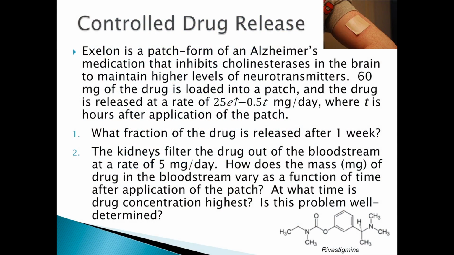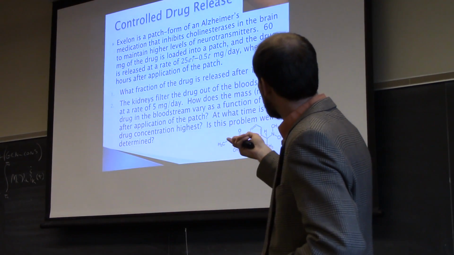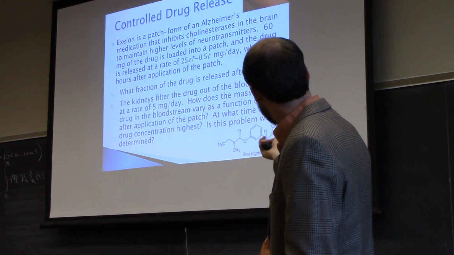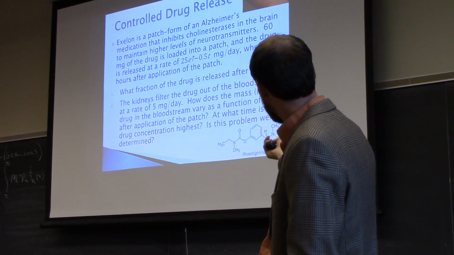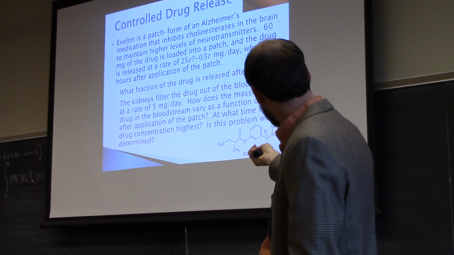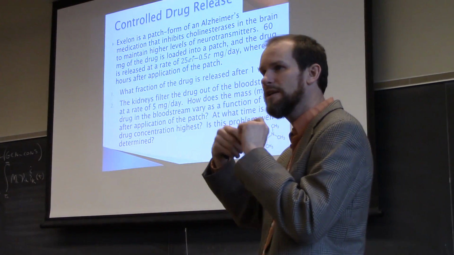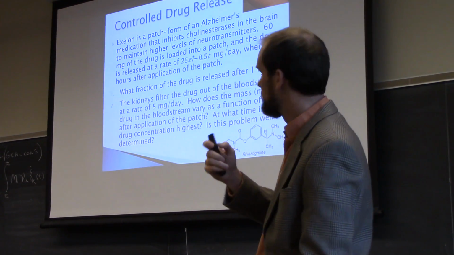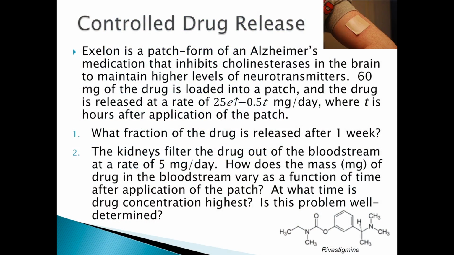All right, so Exelon is a patch. There's a whole bunch of these, right? They do nicotine, birth control, Ritalin, I think, is in a patch now. This Exelon is rivastigmine. It's this guy here, and it looks a little bit like acetylcholine with the nitrogens here. It fits into an acetylcholine receptor. Acetylcholine is one of the neurotransmitters between your brain cells. So Exelon is a medication that inhibits cholinesterases.